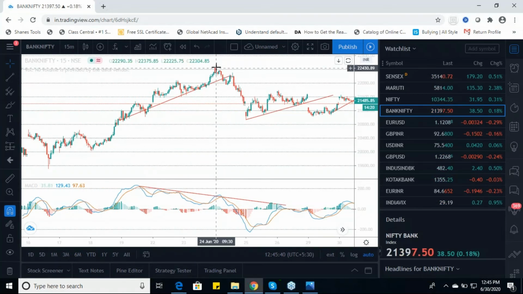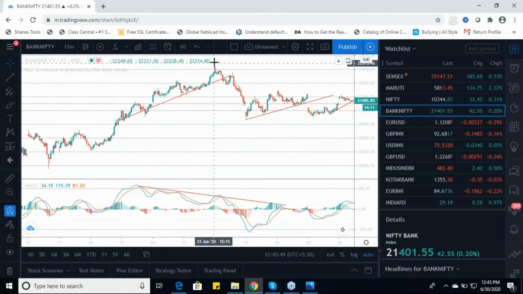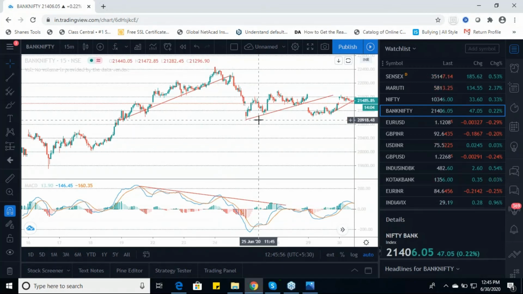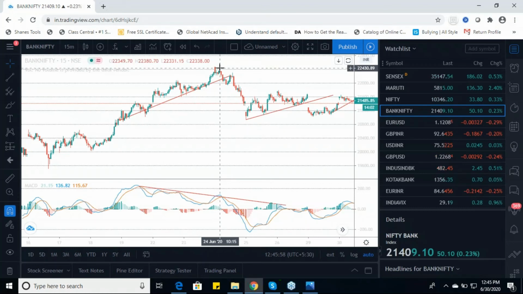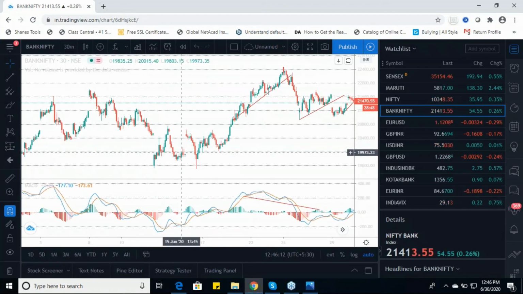So if someone has shorted around the level of 22,400, they have already made a gain of around 2,400 points in the Bank Nifty with the help of just an MACD signal trend line. 2,400 points is a very huge move in the Bank Nifty. That's somewhere around a 10% movement in the Bank Nifty in just one day. That is an amazing thing, isn't it? So that's a 15-minute chart pattern to analyze any divergence in any stock or index. Let's move further ahead.